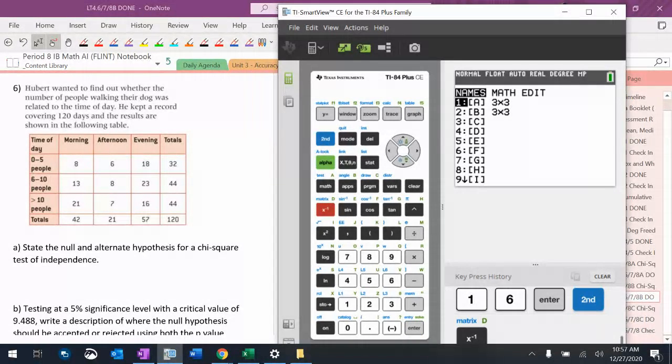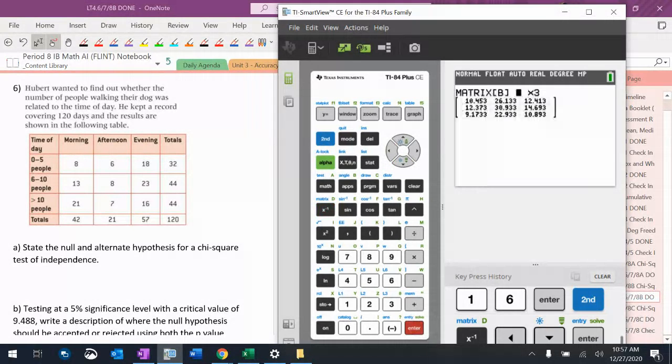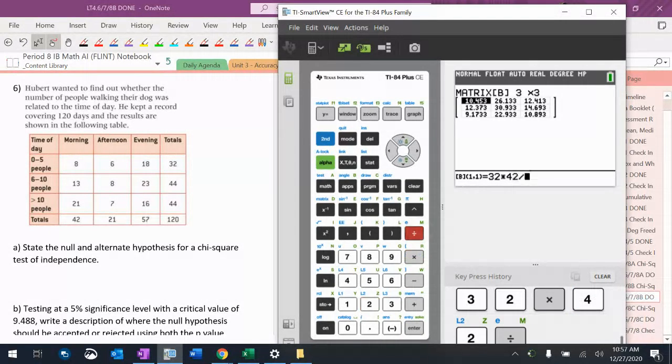Now I got to take the time and do my expected frequencies in matrix B. It's 3 by 3. Remember, row total times column total divided by grand total. So 32 times 42 divided by 120. 32 times 21 divided by 120. And then 32 times 57 divided by 120. 44 times 42 divided by 120. 44 times 21 divided by 120. 44 times 57 divided by 120.